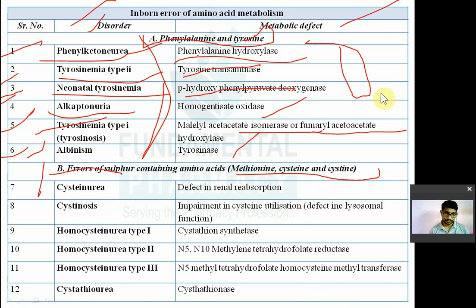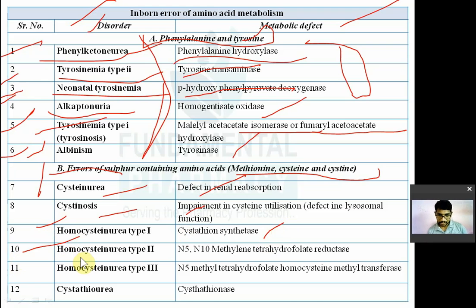Homocystinuria type 2 is due to N5,N10-methylene tetrahydrofolate reductase. The rest is the same. Homocystinuria type 3 is due to the same enzyme defect, known as N5,N10-methylene tetrahydrofolate reductase. The end product formed after cysteine metabolism is utilized in folic acid incorporation, the one-carbon atom transfer mechanism.